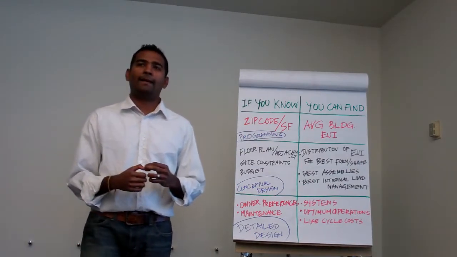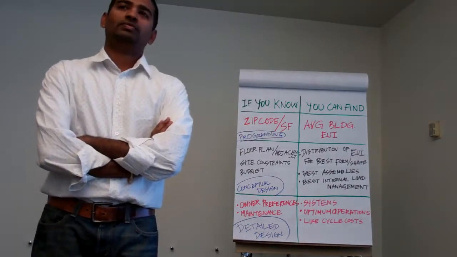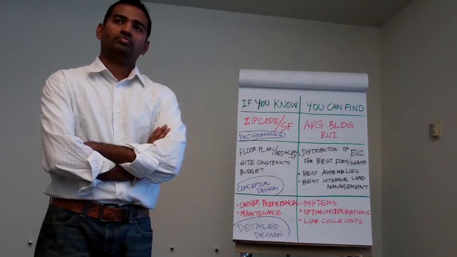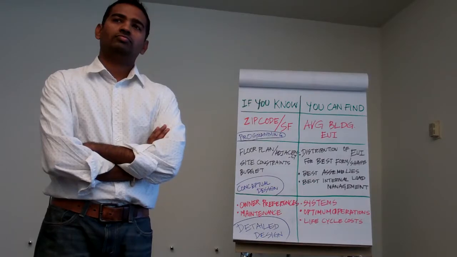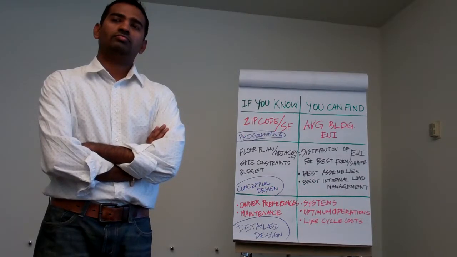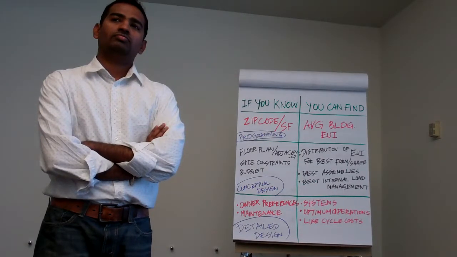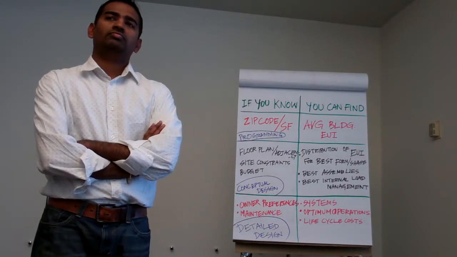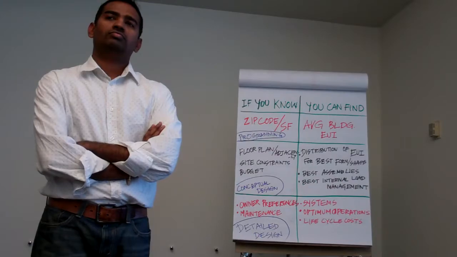Yes? I have a question. If you start with a generic EUI, and in the design phase you go through all the process of trying to bring it down, how can you find out where it goes if the EUI is just based on zip code and square footage? How do you know the progress you've made before you actually have actual numbers?